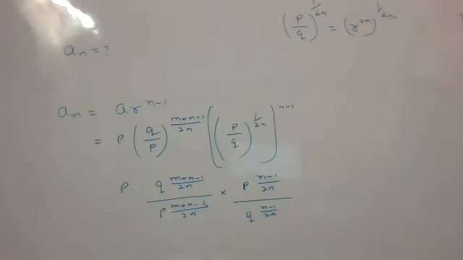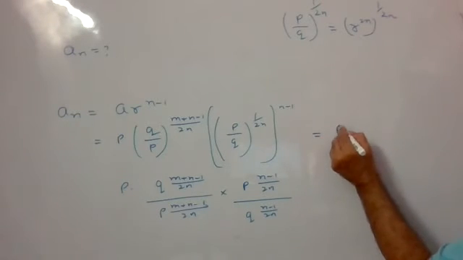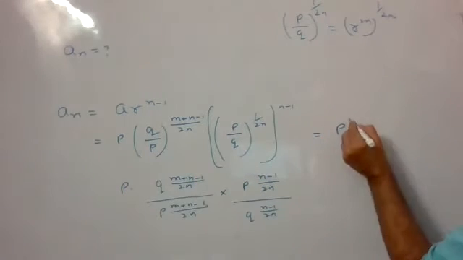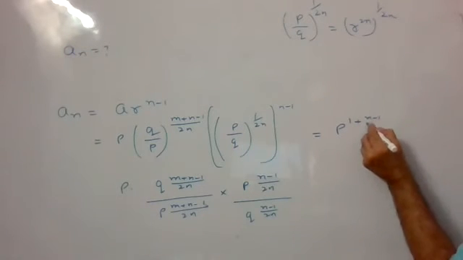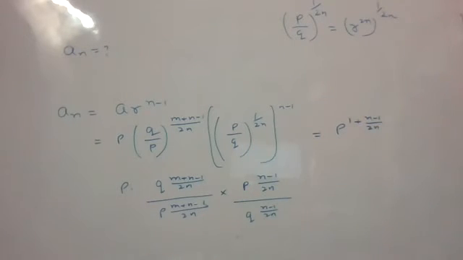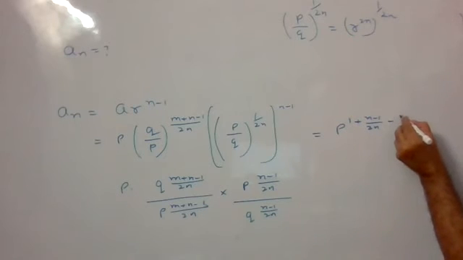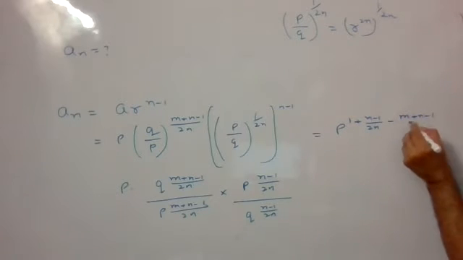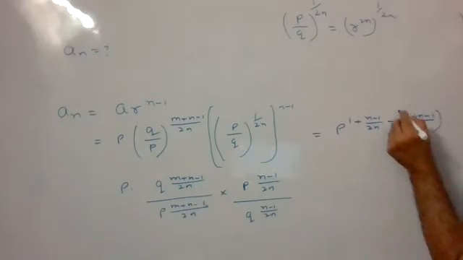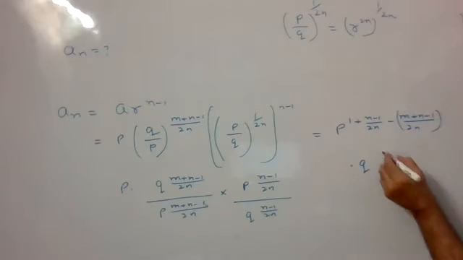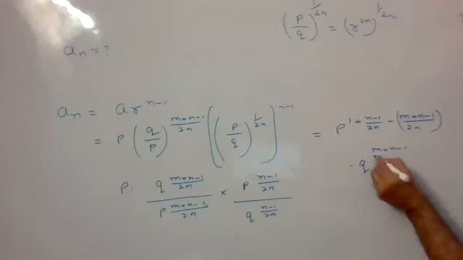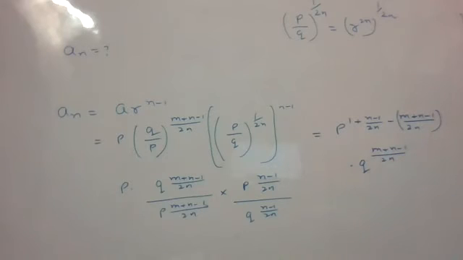Now we will combine the terms of P together and Q together. So P power, this one comes to 1, then P's power is this one, plus (N minus 1) by 2N, and then this is minus (M plus N minus 1) by 2N, into. Then we go for Q power. It will be (M plus N minus 1) by 2N minus (N minus 1) by 2N.